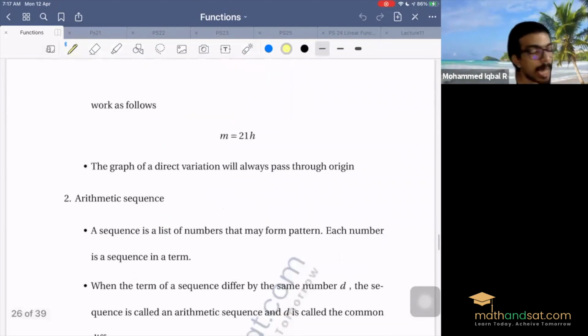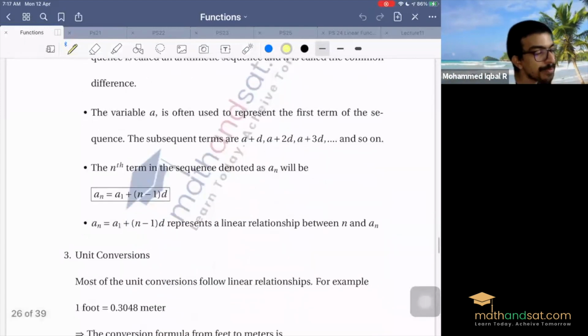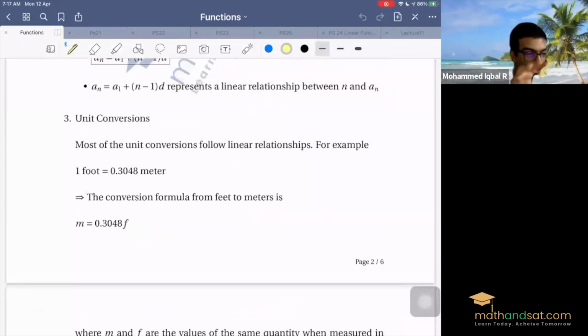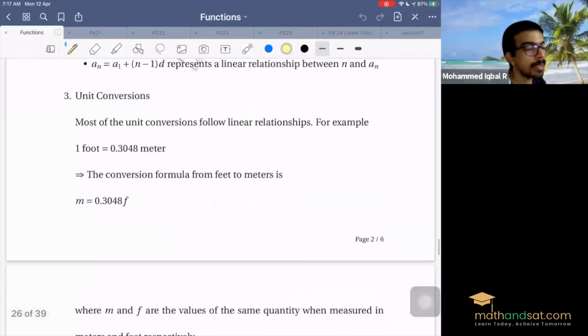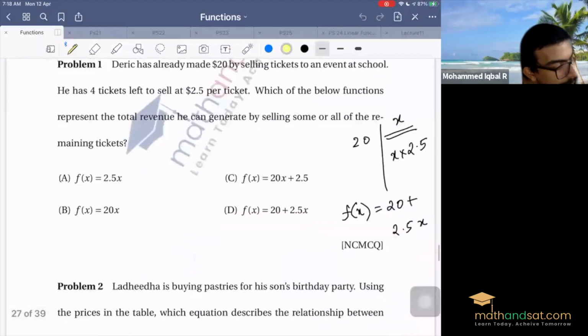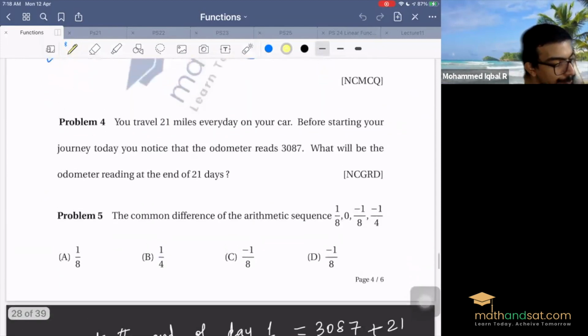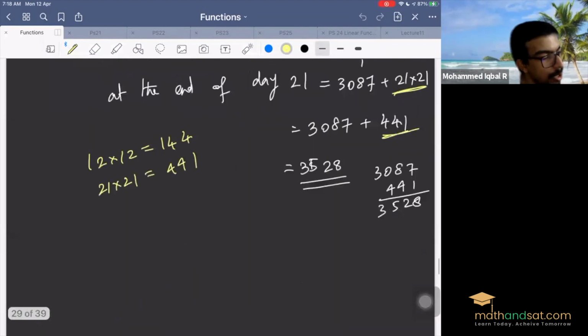Another scenario is arithmetic sequences, the list of numbers where the difference between consecutive terms will always be a constant. Another scenario was unit conversions. You convert foot to meter, calories to joules, and conversion between centimeter and inch. These are the very common scenarios of linear functions, and we were discussing questions in this. We were on question number 4, I think. So let's move on to question number 5.